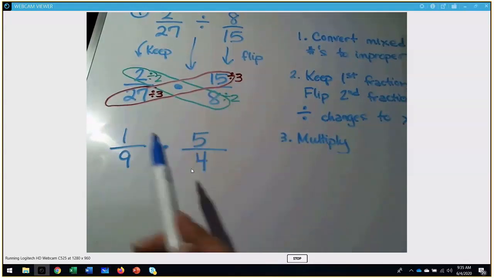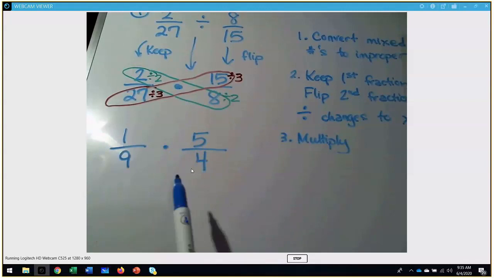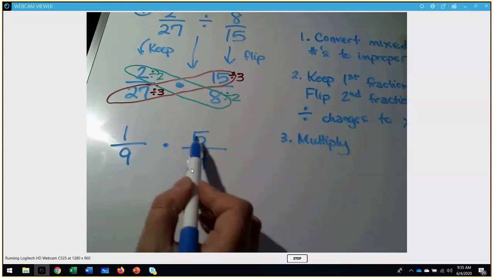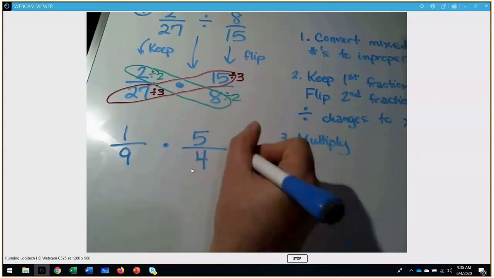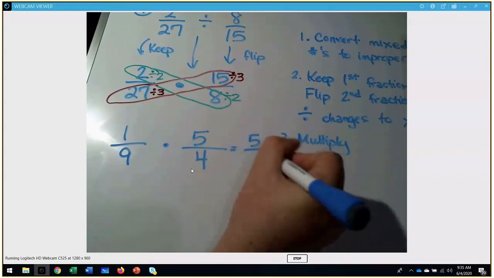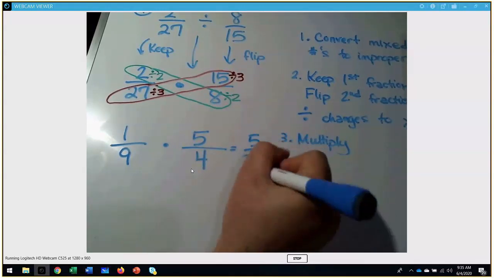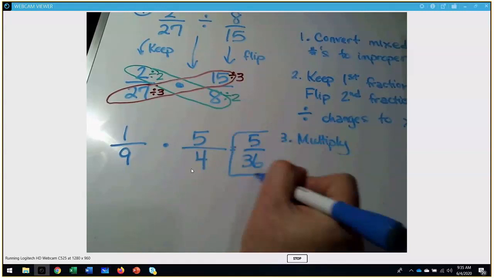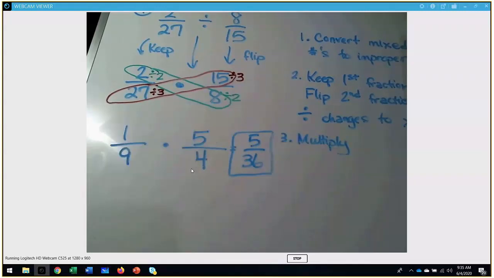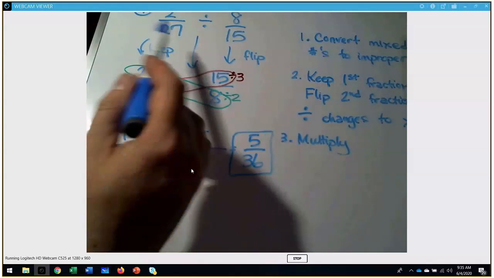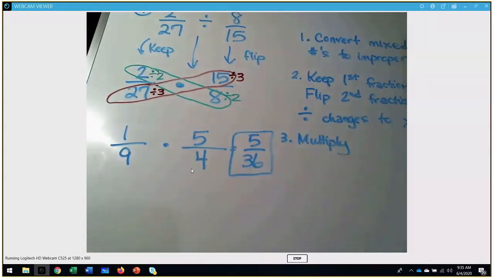Take another look at this. I don't see anything else I can do. So I'm going to go straight across. So 1 times 5 is 5. And 9 times 4 is 36. And that's it. So if you can multiply, you can divide. You just have to take an extra step and set it up, and then continue on.